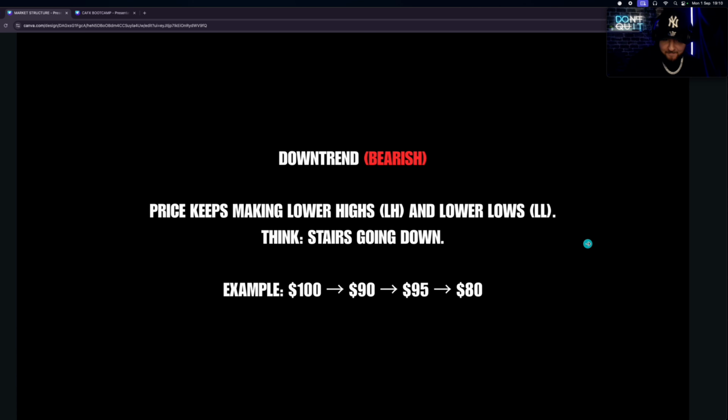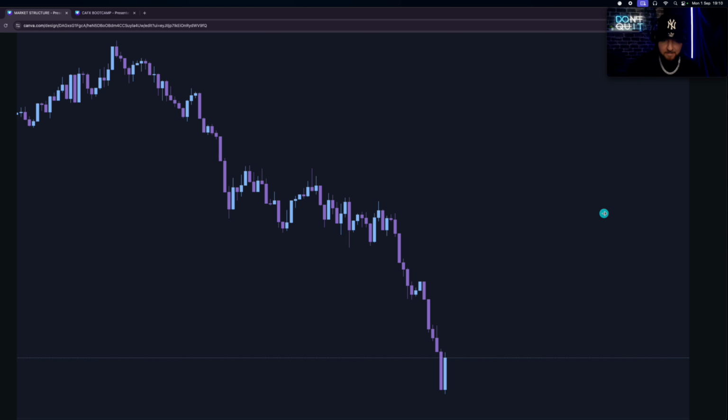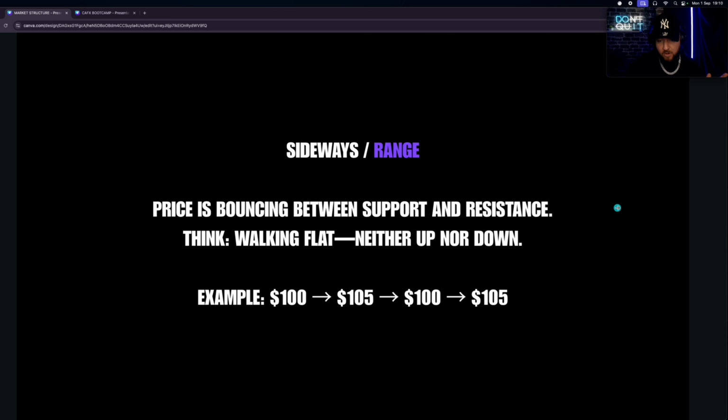Downtrend, total opposite. Price makes lower lows, lower highs, keeps going down, right? People say it breaks through the floor, the roof, whatever. But yeah, perfect example of a downtrend. All right, it's basic stuff, baby stuff.